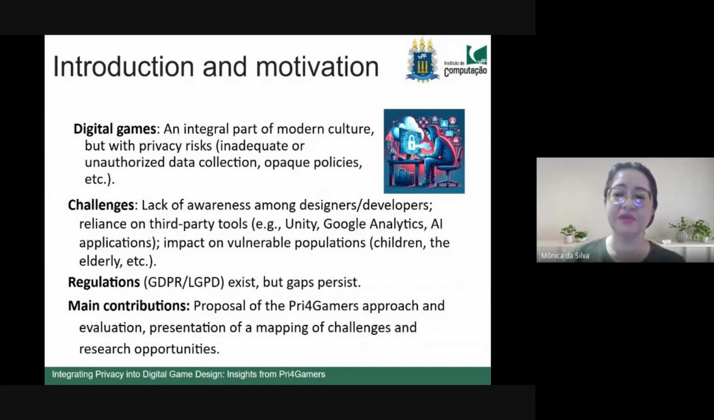Thus, we recommend the Pri4Gamers approach, focusing on solutions that address privacy issues from the outset of creation, because it is easier to fix problems at this stage, while also enabling designers to reduce costs for corrections. At the same time, we observed, within our view of the literature and our interviews, challenges and opportunities for future research.